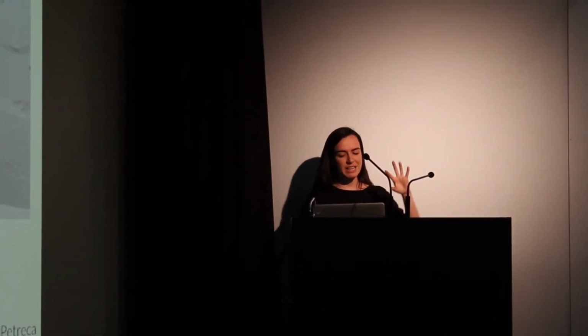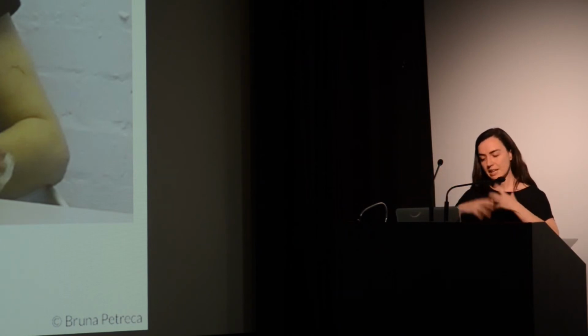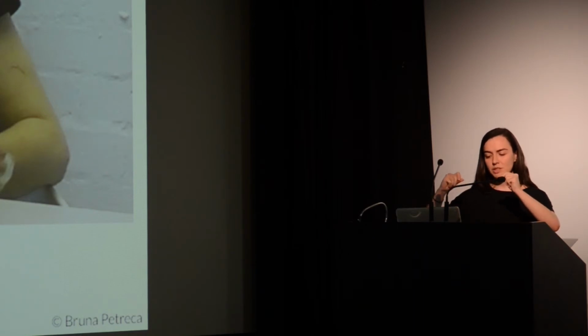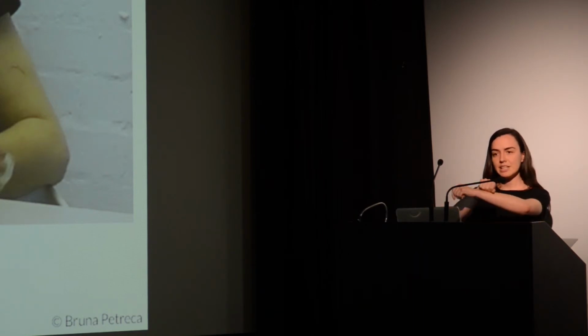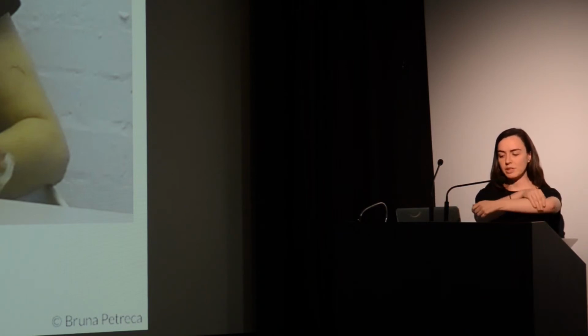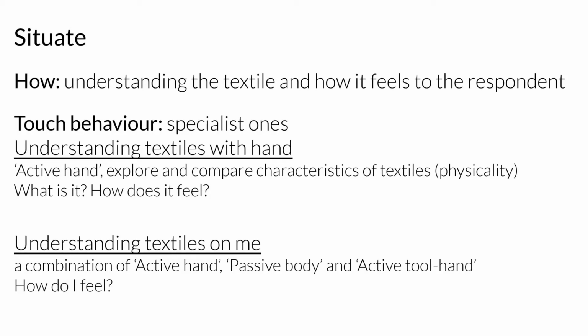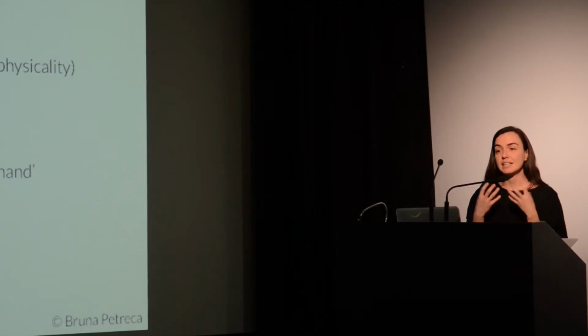So we start by feeling with the hands, and that's what you saw that she was doing, and all of the other designers did as well. But then once they understand a little bit what the fabric is, they start to use the affective receptors, and they would not touch with the hand, but with the other parts to feel the sensation that the fabric produces. So that's what they did. They're understanding the textile, and they are understanding how the textile feels to the respondent.